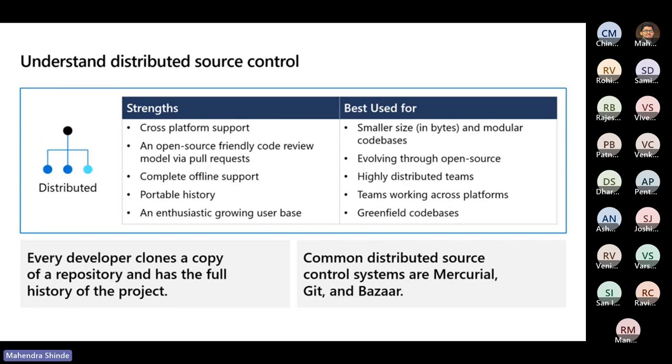The new modern type are distributed. Git and Bazaar and Mercurial. These three are distributed. Number one, they are cross-platform. Git works on Linux, Windows, and Mac. They have an open source code review model where a person who made the changes has to raise a pull request and notify other members to review his or her code and give their approval.